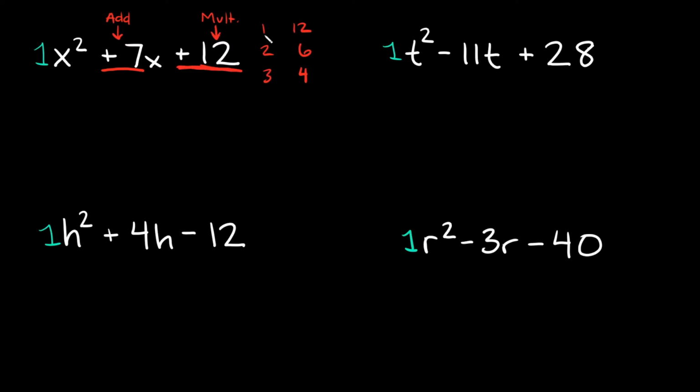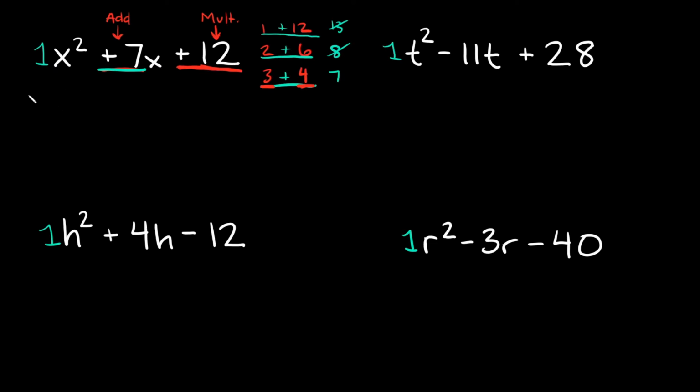Now we just have to figure out which one of these pairs adds up to positive 7. 1 plus 12 is equal to 13, so that's not it. 2 plus 6 is equal to 8, so that's not it either. Well, what about this one? 3 plus 4 is equal to positive 7. That means the two numbers we're going to use when we factor this are positive 3 and positive 4.